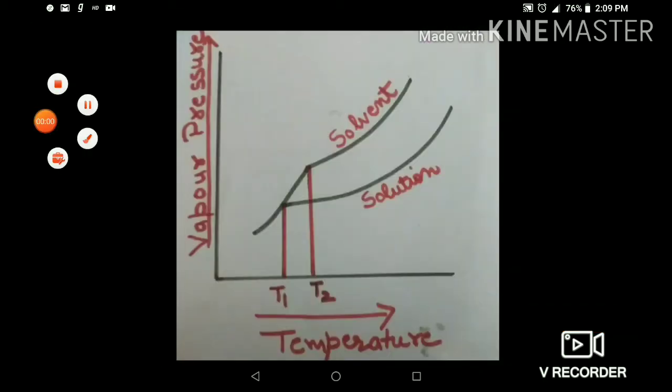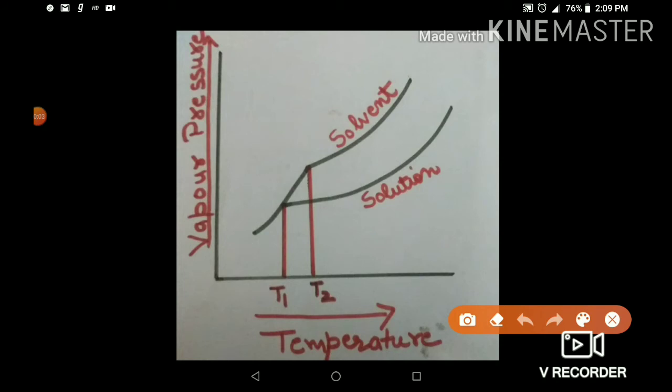Let's understand the graph of the depression in freezing point. We have taken a graph where vapor pressure is on the y-axis and temperature is on the x-axis. Now, for any particular temperature, the vapor pressure of the solvent, let us start from here, it can be any. We have marked a point, that is the vapor pressure of the solvent. Now at the same temperature, the vapor pressure of the solution will be less because there is lowering of vapor pressure.